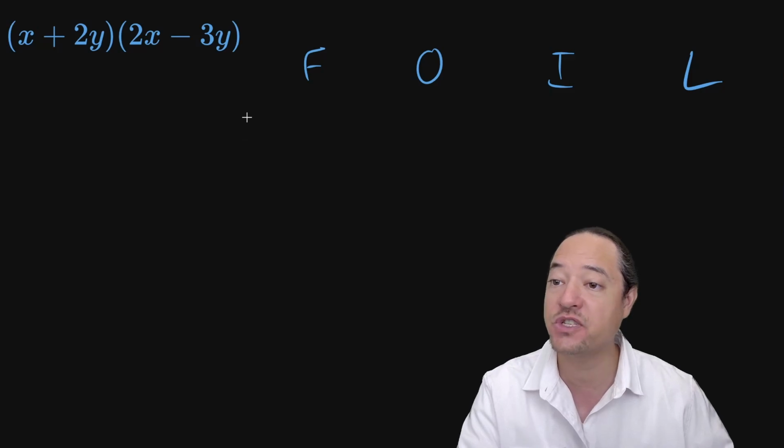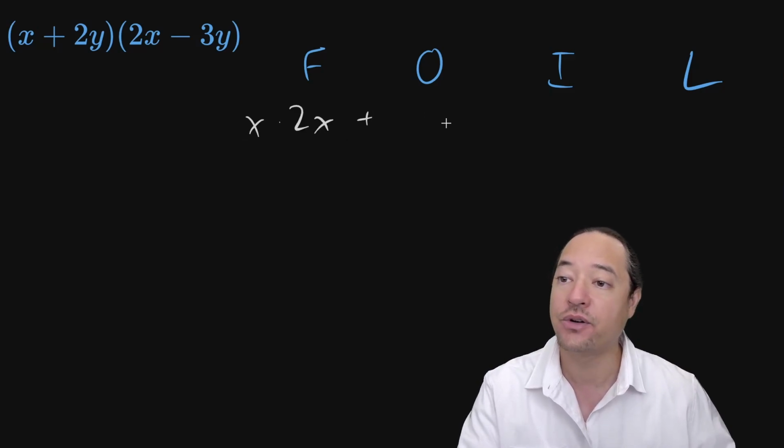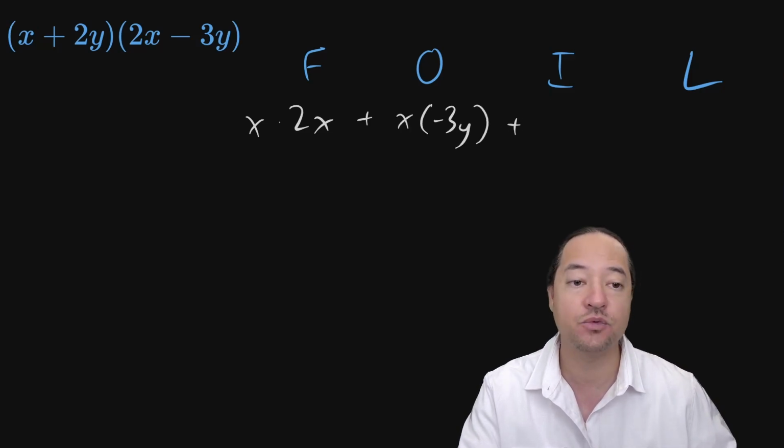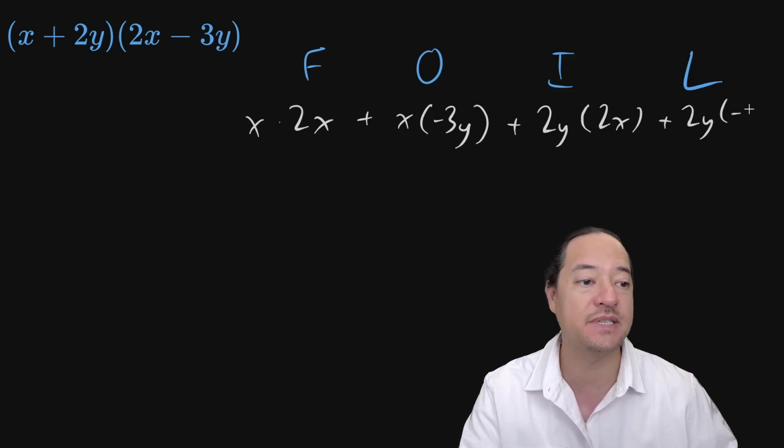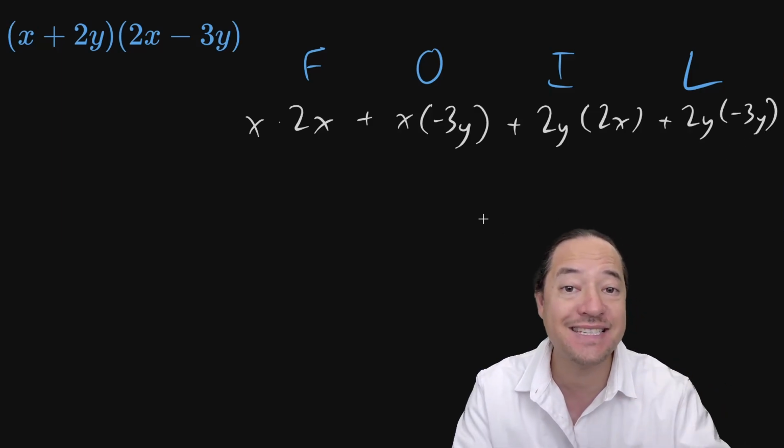So first times first, that's going to give us x times 2x. Outer times the outer will give us x times negative 3y. Inner times the inner will be 2y times 2x. And finally, last times last will be 2y times negative 3y. Okay, so now we just have to simplify from here.